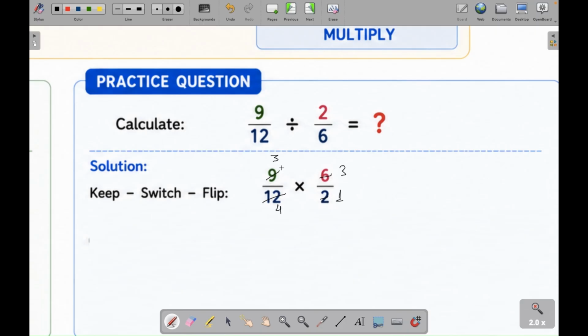Right, so now we'll multiply the numerator with the numerator. So this equation changes to 3 by 4 multiplied by 3 by 1, right? Which is 9 by 4. So it is an improper fraction. We convert it back to a mixed fraction, which is 2 1 by 4, which is the answer, right?